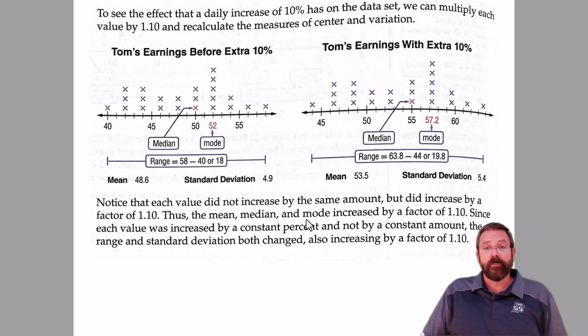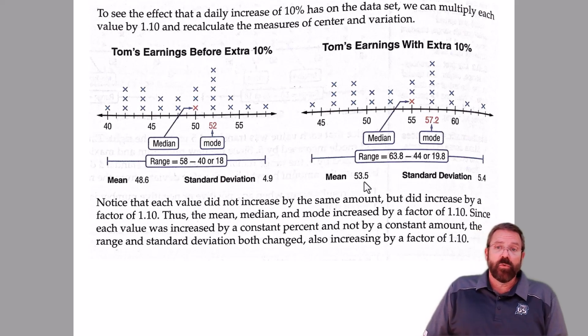Thus, the mean, the median, and the mode all increased by a factor of 1.1. So if you were to multiply the mean, 50, by 1.1, you would get 55. If you multiply the mode, 52, by 1.1, you get 57.2. And the median of 48.6 times 1.1 gave us 53.5. So instead of adding the same amount to each one, we're multiplying each one by the same percentage.